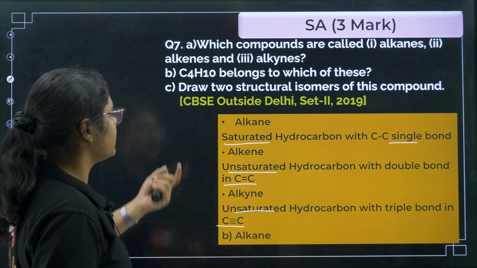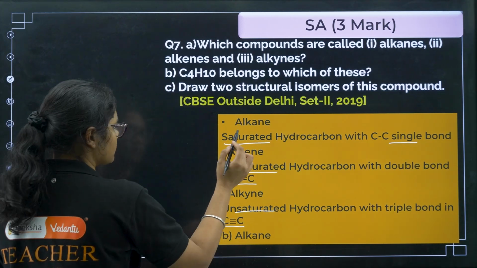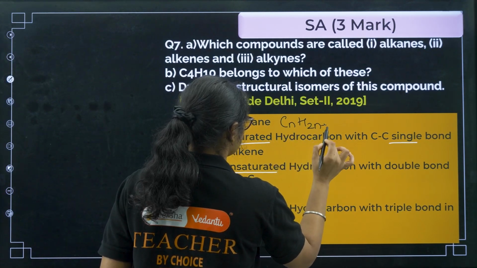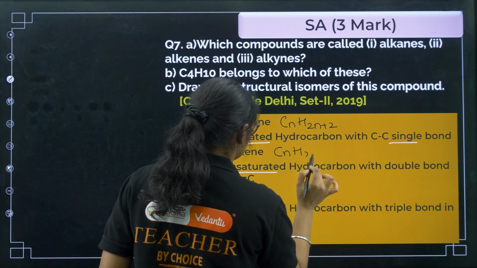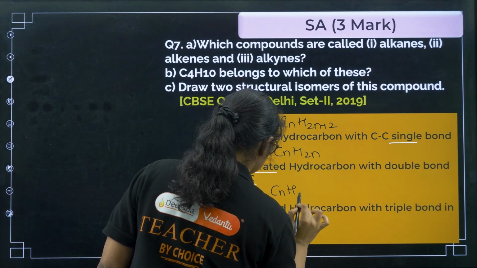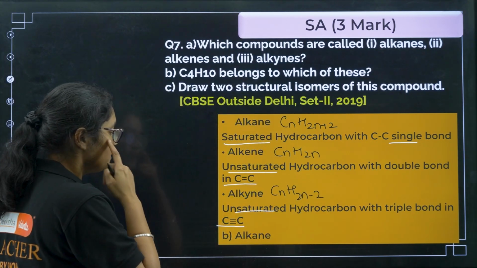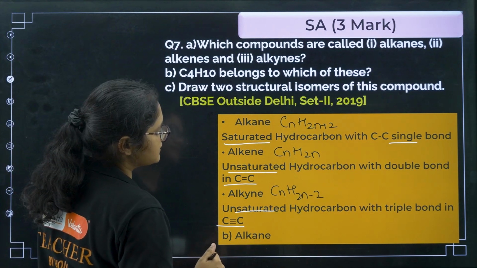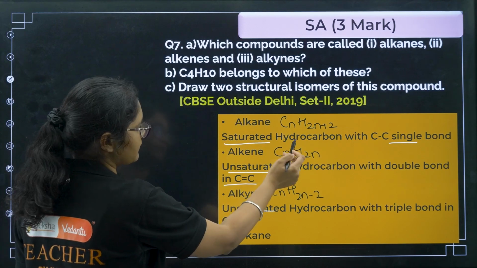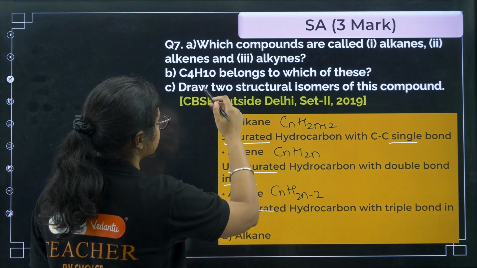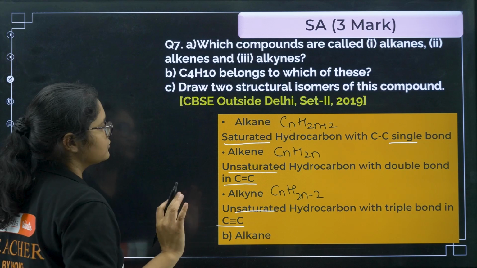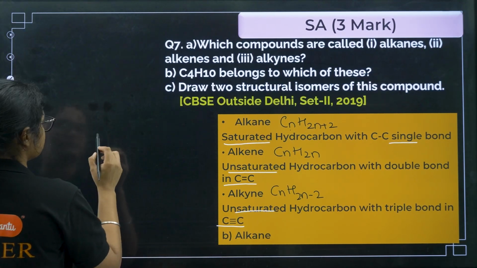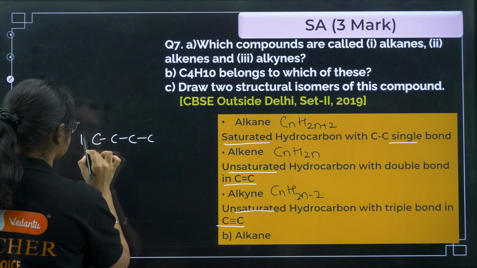Okay. Now C4H10 belongs to, if you see the general formula of alkane, it is CnH2n+2. This is CnH2n and this is CnH2n-2. Okay. So now what is the alkane structure? It is C4H10, right? So you can see if I put 4 here, C4, 4 times 2 is 8, plus 2 is 10. So this C4H10 belongs to an alkane. Draw 2 structural isomers of this compound. So if I draw 2 isomers of C4H10, one I can do like this.